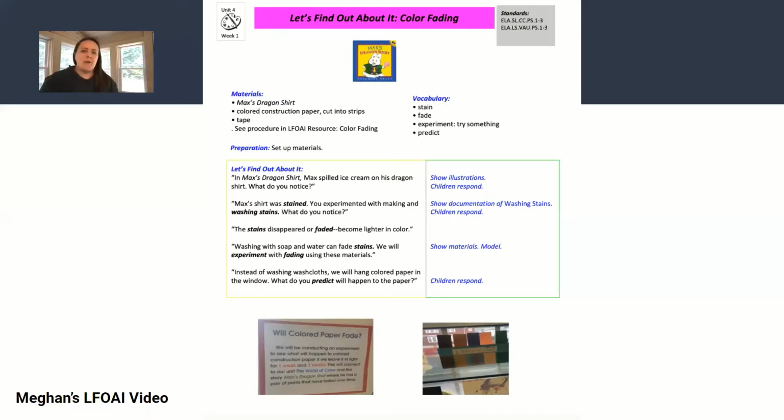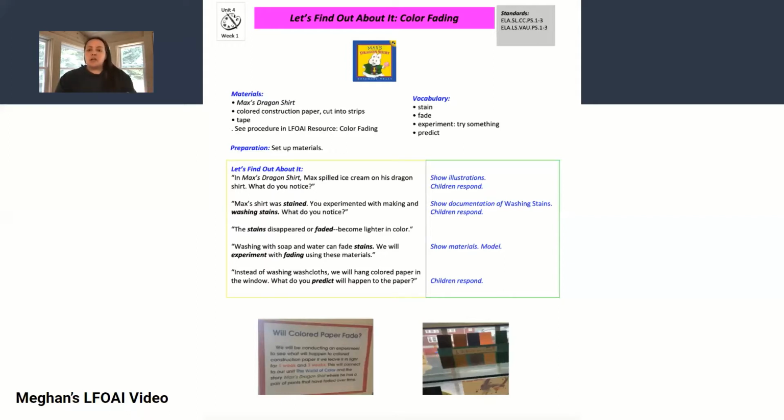So you'll talk about, you know, in Max's Dragon Shirt, Max spilled ice cream on his dragon shirt. What do you notice? And you give them time to respond. And then you'll say, Max's shirt was stained. You experimented with making and washing stains. What do you notice? And you give them time to respond. The stains disappeared or faded, becoming lighter in color. Washing with soap and water can fade stains. We will experiment with fading using these materials. So then you show the materials.